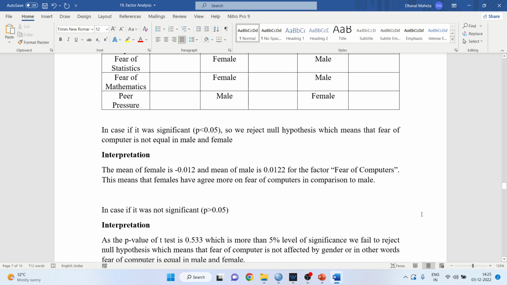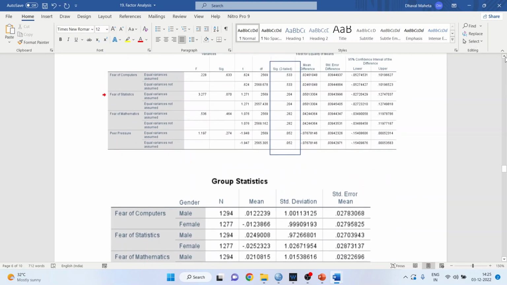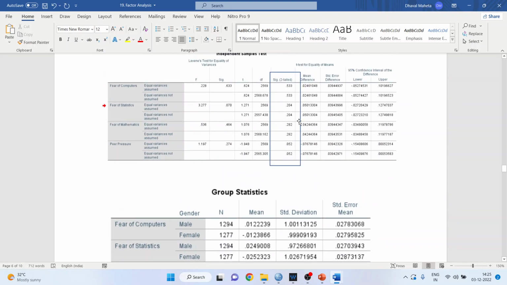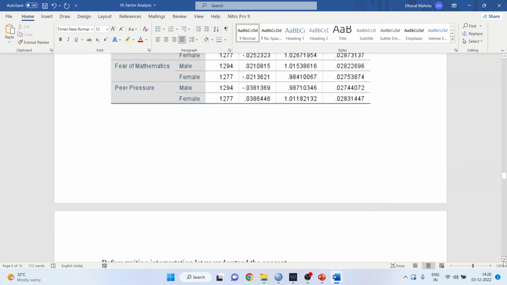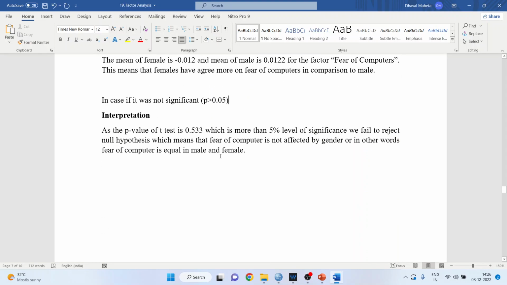Now the second part, which is the real case. Actually, what we have got: the previous case was just an assumption that the p-value is less than 0.05, but here our p-value is more than 0.05. Now what? Our interpretation will be: as the p-value of the t-test is 0.533, which is more than 5% level of significance, we fail to reject the null hypothesis, which means that the fear of computer is not affected by gender, or in other words, fear of computer is equal in male and female.